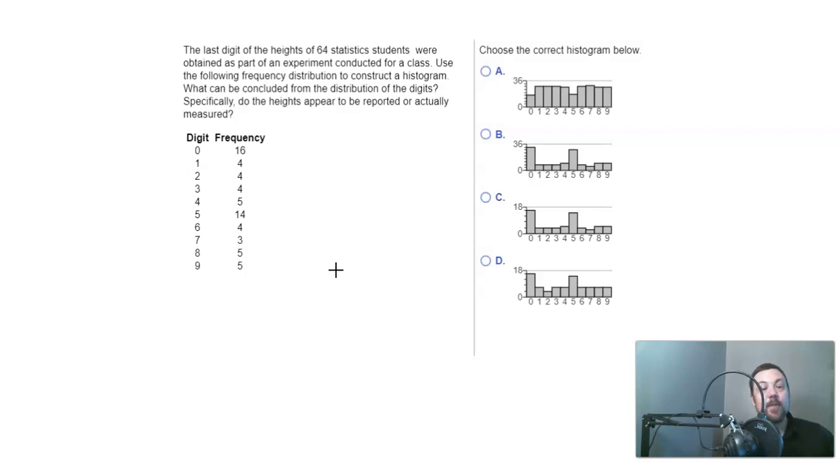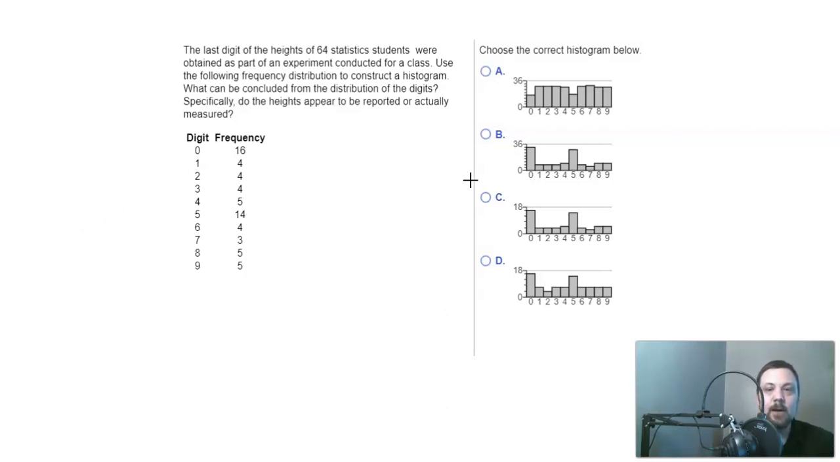All right. So let's take a look at this one. The last digit of the heights of 64 statistics students were obtained in an experiment. Specifically, do the heights appear to be reported or actually measured? All right. So this is another thing you might try to guess at. So I'm going to kind of cheat on this one. As I mentioned, this is maybe a case of do as I say, not as I do. On the homework, you should try to construct these by hand rather than just use the multiple choice. But I left the multiple choice on this one for a reason, because I knew this would be the end of the video, and I just kind of wanted to pick the histogram quickly.